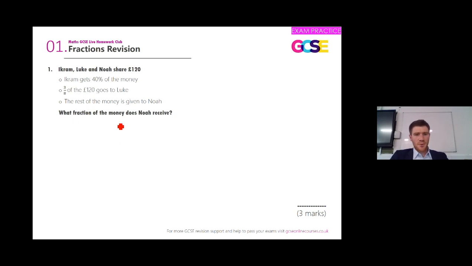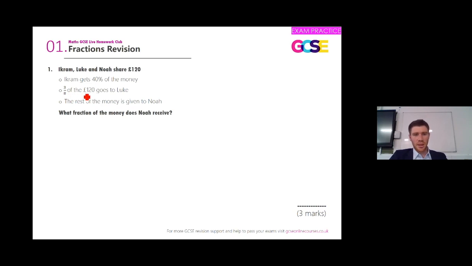Now, some people like to underline absolutely everything they come across. I don't necessarily believe in that. I like to underline the key bits of information. So Ikram gets 40% of the money. Other people might just underline that because they see a number. I wouldn't necessarily underline that. That's something I'm going to work with.